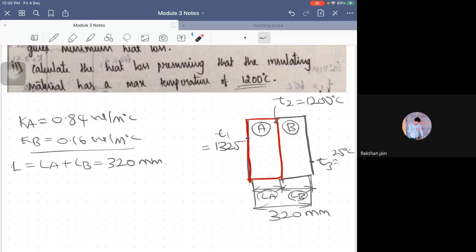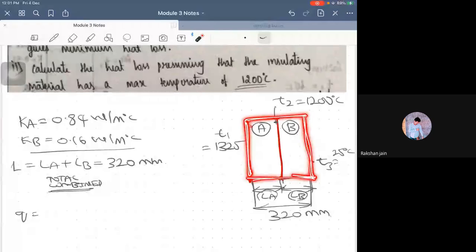So how to calculate the heat flux? Q is equal to, for the total thing now I'm taking for the total combined segment, how will you analyze the heat flux? Q is equal to, I told you, the temperature difference divided by the resistance. What is the temperature difference for the full block? T1 minus T3?